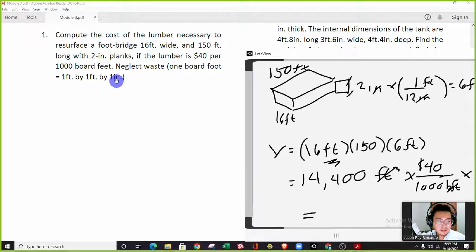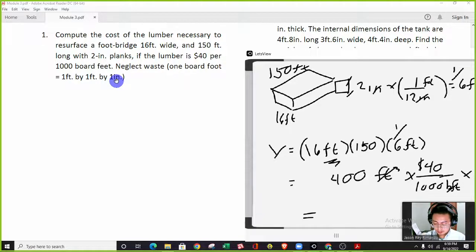Mali pala to 1 all over 6. So this is 400 lang. Okay. 2 divided by 12 is 1/6. Hindi siya 6. Okay. 400 lang siya. So, what is your answer? 576. Tama ba yan?